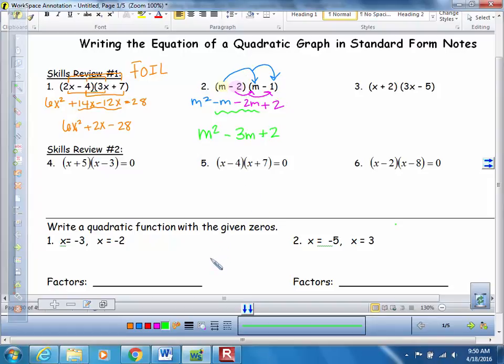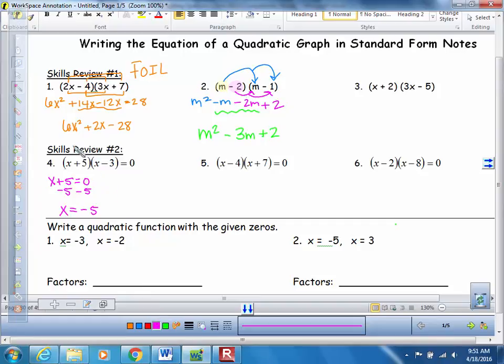Now, looking at number 4, we're going to solve for x. In number 4, we set this one equal to 0. So we're going to do x plus 5 equals 0, and then we solve for x. So to get x by itself, we'd have to do what? Subtract 5. Very good. And so that ends up giving us x equals negative 5.